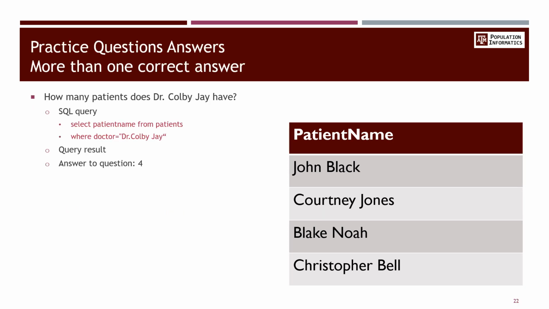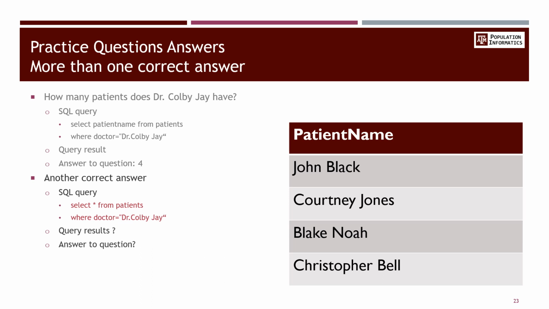It is important to note that there are many variations of SQL queries that are all equally correct. Here is another correct answer. Select asterisk from patients where doctor equals quote Dr. Kobe J. Can you guess what the query result would look like? Yes, it would return all 10 columns from the patient table for the same 4 rows. And what would the real-world answer be? Yep, it would be the same 4 patients.